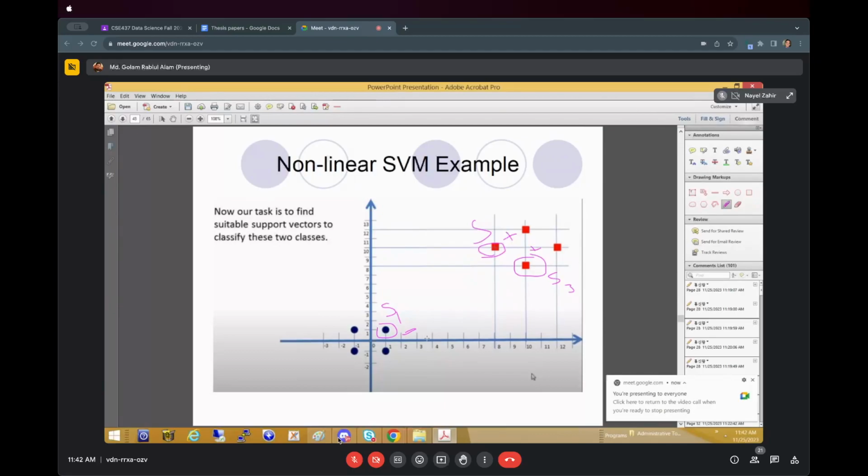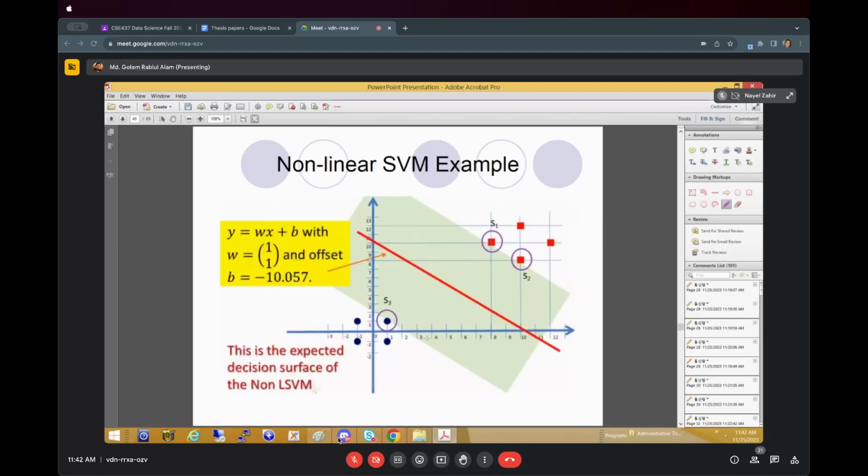Then using s1, s2, and s3, we have to form the Lagrangian equations, and then solve them to find the values of alpha 1, alpha 2, and alpha 3. Then based on the alpha 1, alpha 2, alpha 3 values and s1, s2, s3, we can find out w. You will get w equal to 1, 1 and b equal to negative 10.057.